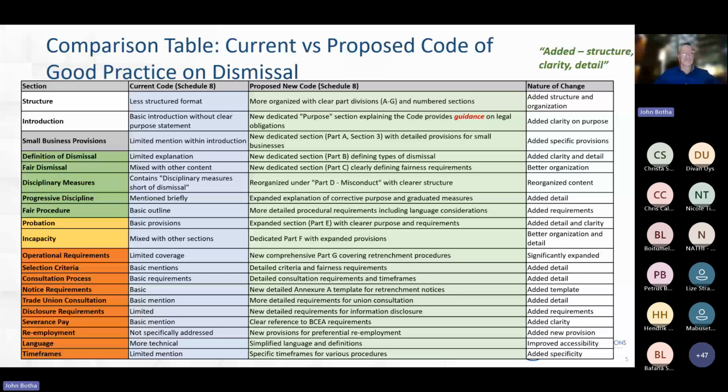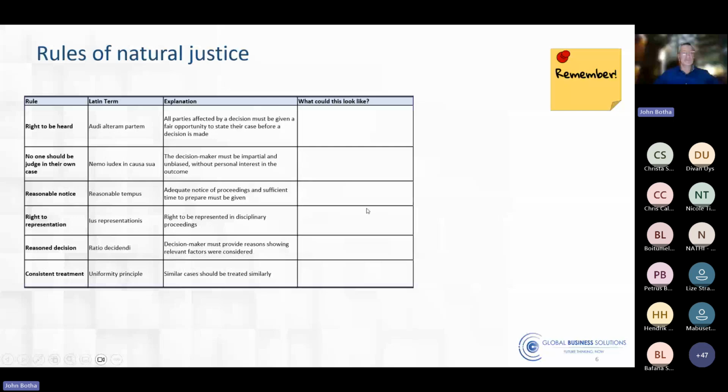Now, I want to just ask you to start thinking about, colleagues, the rules of natural justice. They are universal rules that have to be present in order to ensure fairness. Now, when we go through this code of good practice and the changes, remember what they're trying to do is give companies, especially smaller companies, an opportunity for agility, flexibility, and decriminalized procedures.